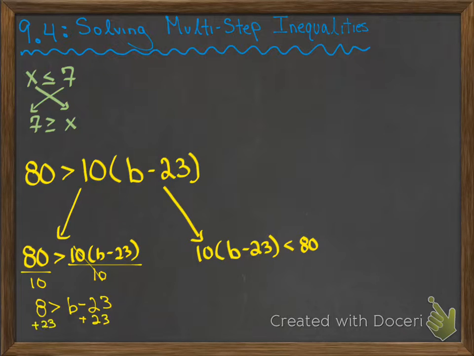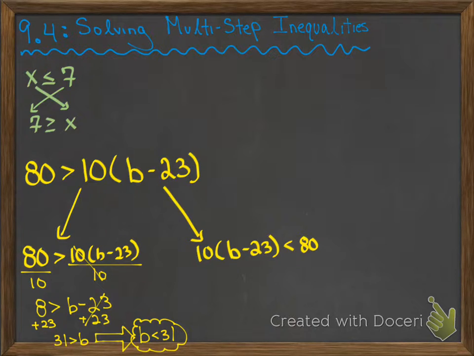You're going to add 23 to both sides. Those 23s cancel, and you get 8 plus 23, which is 31. 31 is greater than b, which I can then transform into b is less than 31, because I flip-flop the sides and flip-flop the symbol. I did that at the end because I think it's easier for you guys to recognize b is less than 31. So b has to be any number that's less than 31. So 30, 29, 28, whatever.